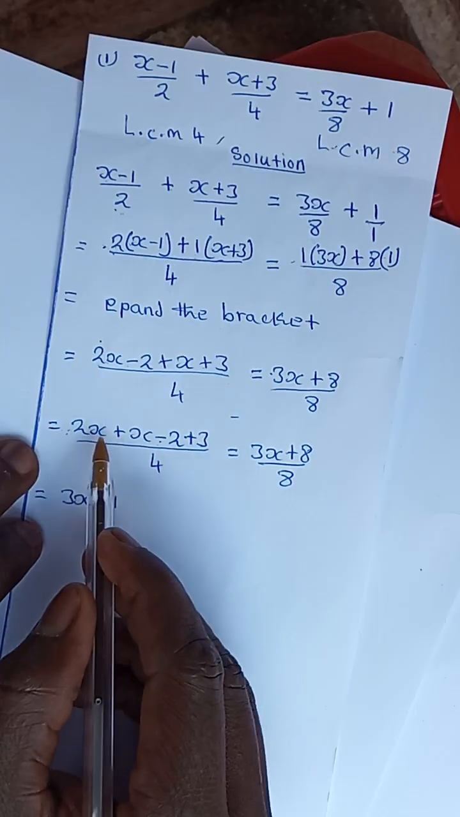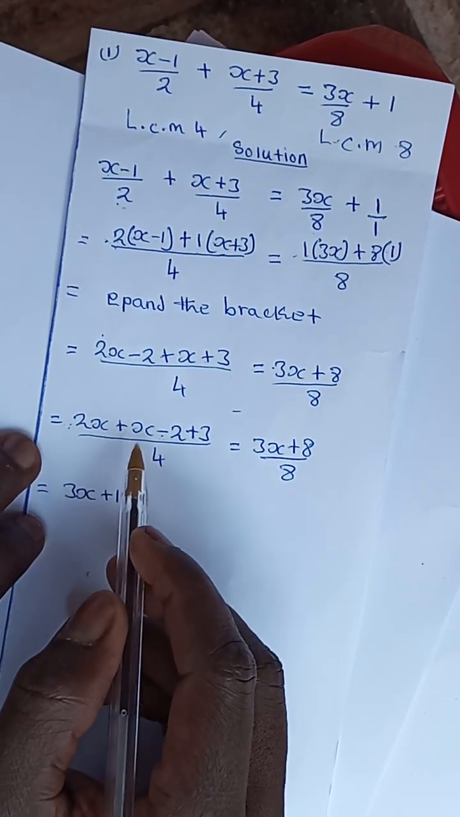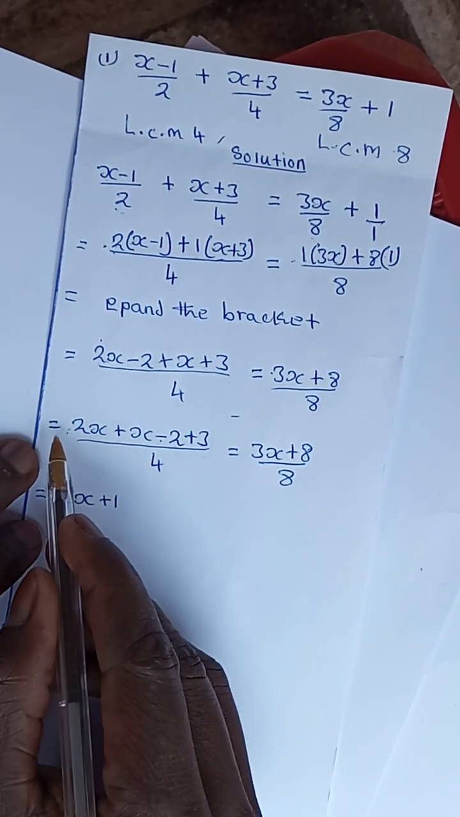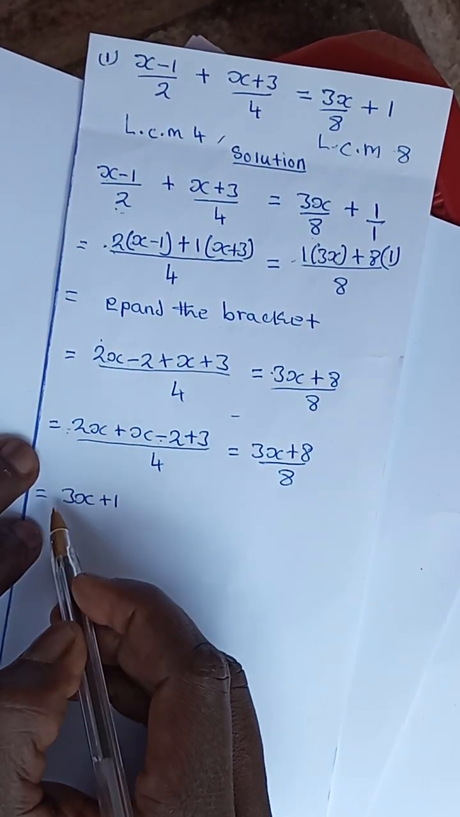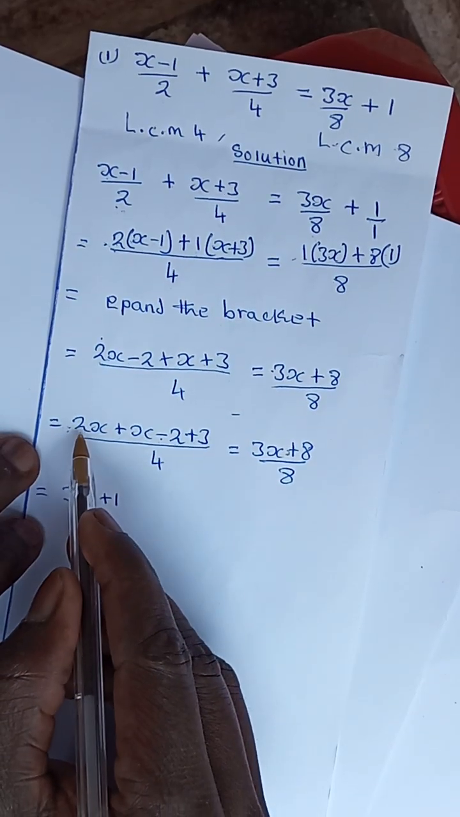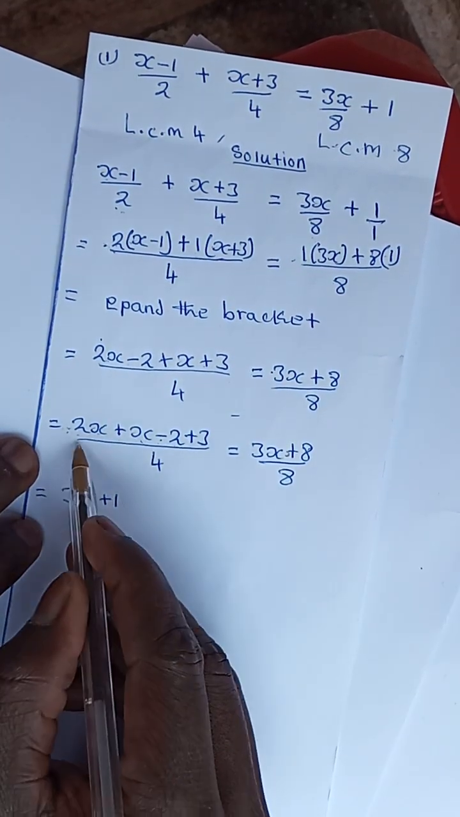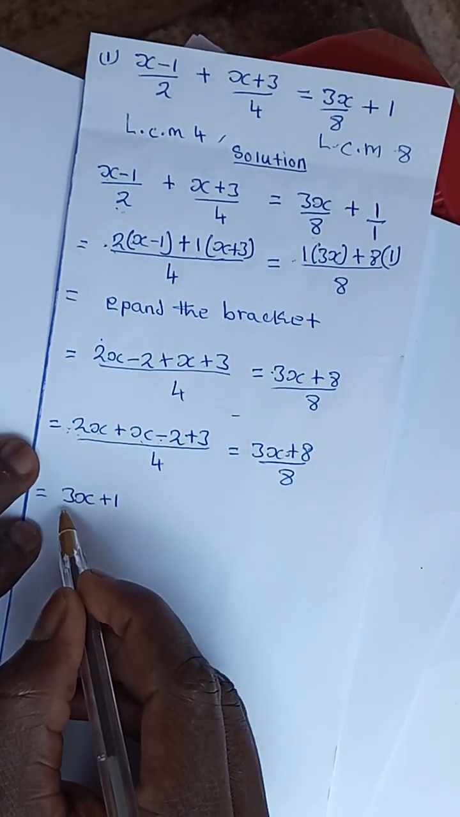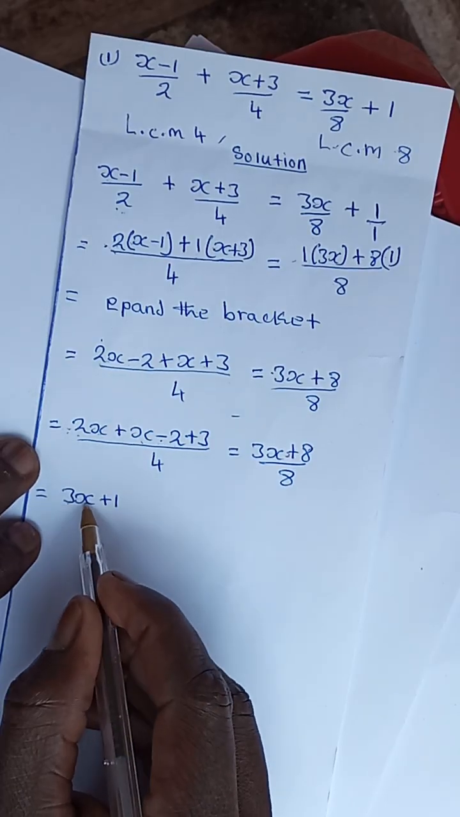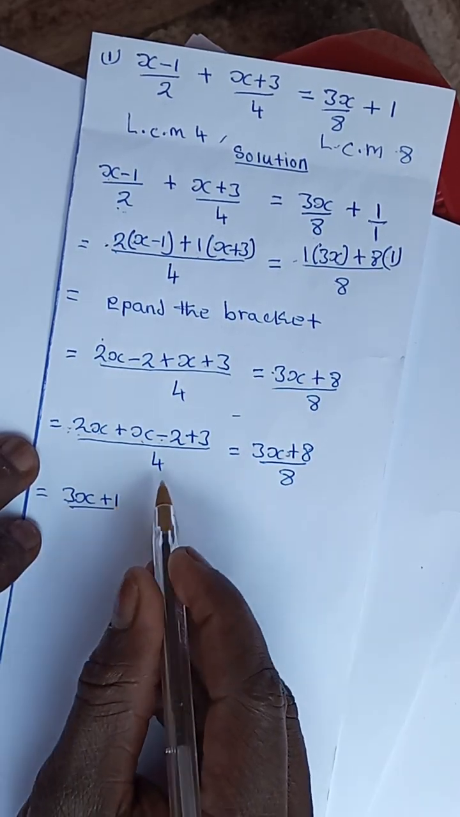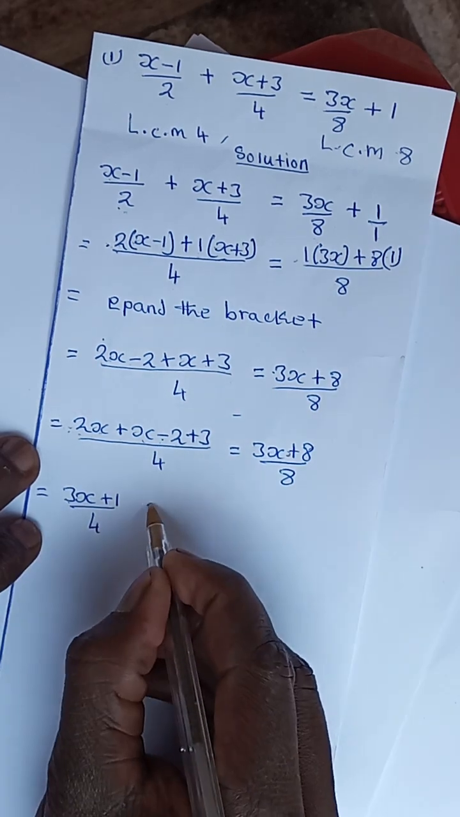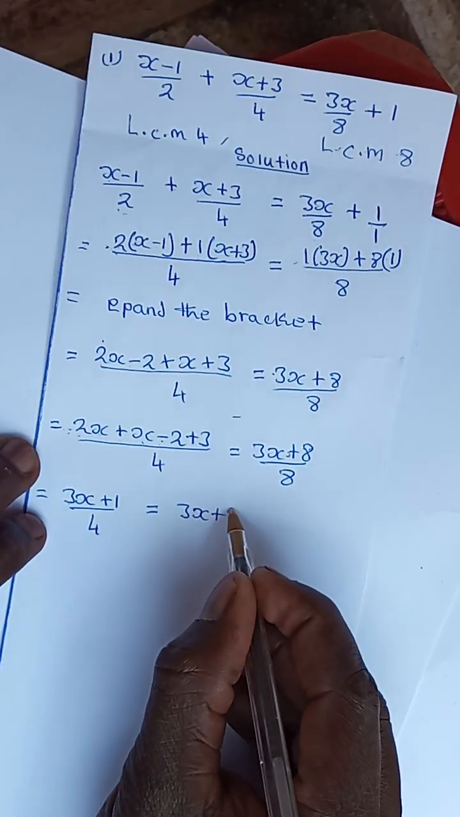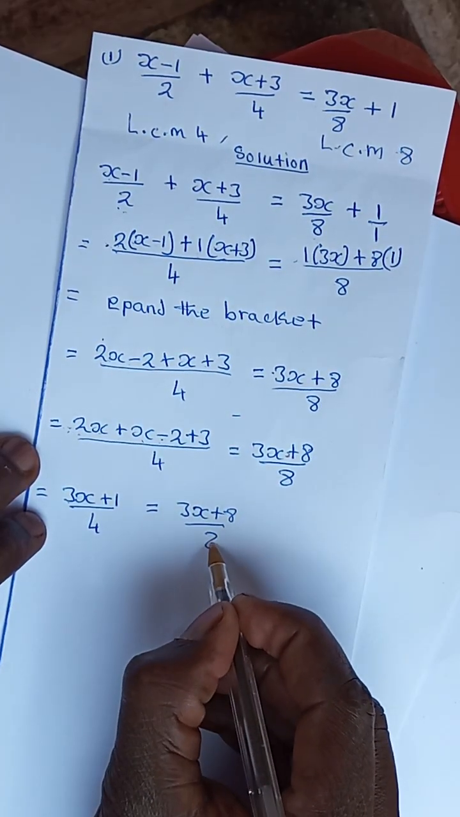It's the same thing in this one. If the signs are the same, what you are going to do, you are going to take one sign and then add the 2 numbers. Here is plus, here is plus. We take one sign plus, then we add. We say 3x plus x. This x is the same as 1x. 3x plus x is 4x. Hmm, 2x plus x, you are going to have 3x all divided by 4 equals to 3x plus 8 all divided by 8.